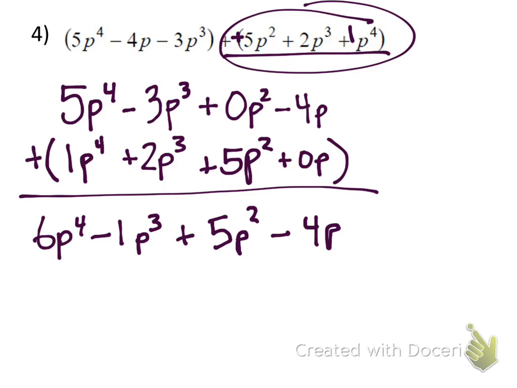Now we could keep this the same way, or we could just erase this 1 that we had placed as a coefficient, because we know we could assume that it's going to be 6p to the 4th minus p cubed plus 5p squared minus 4p. There's your answer for this larger problem. Continuing on, we're going to look at subtracting now.